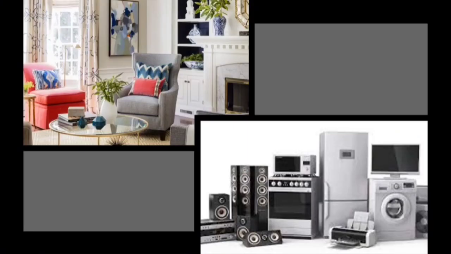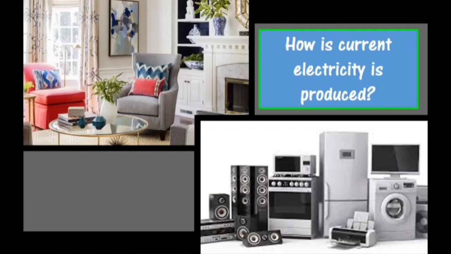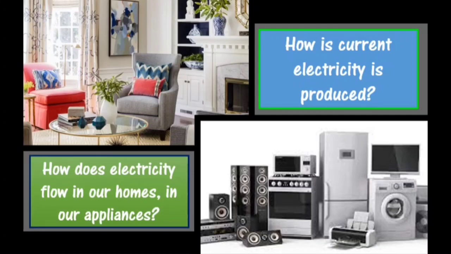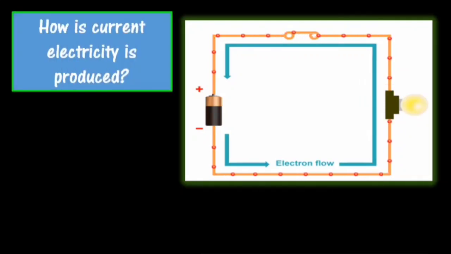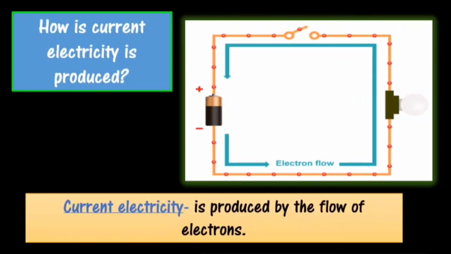So number one is, how is current electricity produced? Number two, how does electricity flow in our homes and in our appliances? So to answer that, number one is how is current electricity produced? So current electricity is produced by the flow of electrons, just like in this diagram. So number two, how does electricity flow in our homes and in our appliances?